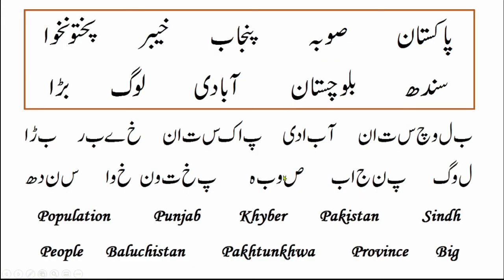Okay, now your second task. Look at these 10 words. Pakistan, Suba, Punjab, Khyber, Pakhtunkhwa, Sindh, Balochistan, Abadi, Log, and Bada. I've written these 10 words in the separate form over here. You can see them spelled out, right? And at the bottom, I've written their English meanings. Population, Punjab, Khyber, Pakistan, Sindh, People, Balochistan, Pakhtunkhwa, Province, and Big.